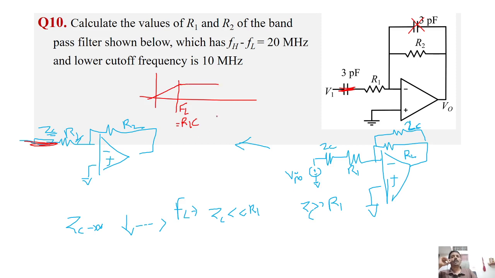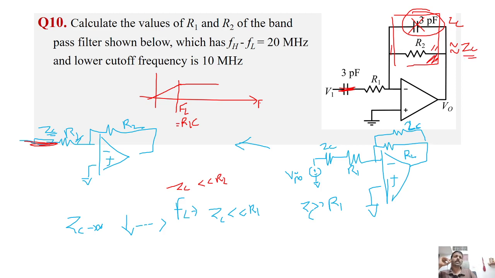Now again the frequency is incremented, and at a particular frequency the impedance of ZC will again reduce in such a way that ZC will be very much less than R2. At that particular point, the impedance due to ZC will be less, so the net impedance of this capacitor and resistance will be more or less equal to ZC. R2 will be greater than ZC, so the net effect of this impedance will be due to ZC.